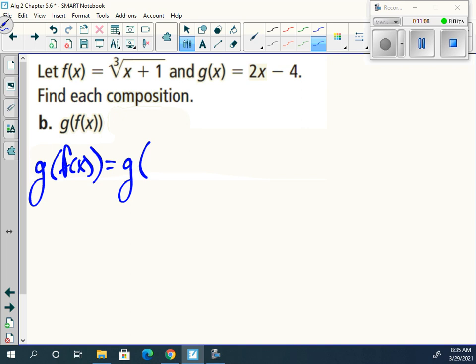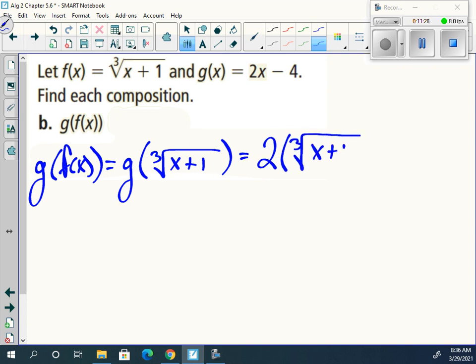And if we plug x into f of x, we get what? The cubed root of x plus 1. Now what we're going to do, we're going to take this and plug it into g of x, and what would we have? Minus 4. Right, so in each one of these steps, we're just plugging in what we had. So first we plugged x into f of x, and we got the cubed root of x plus 1. Then we plugged that into g of x, and got 2 times the cubed root of x plus 1 minus 4.